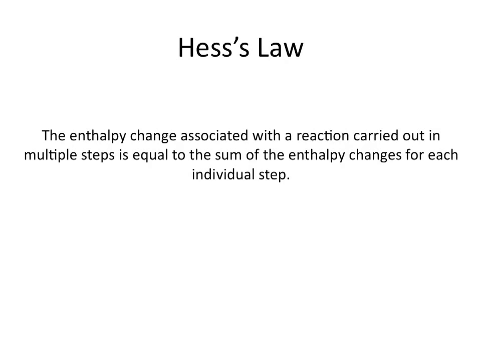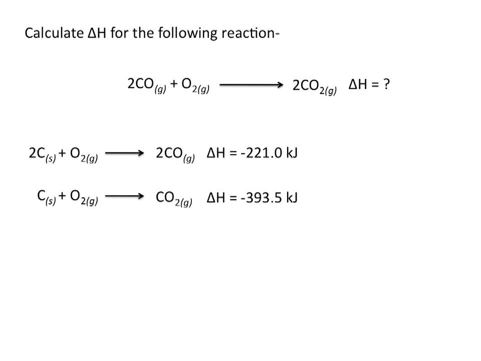Hess's law states that the enthalpy change associated with a reaction carried out in multiple steps is equal to the sum of the enthalpy changes for each individual step. So let's look at an example. Calculate delta H for the following reaction: 2 carbon monoxide plus O2 goes to 2 carbon dioxide. We'll calculate delta H for this reaction given the two reactions below and their delta H values.